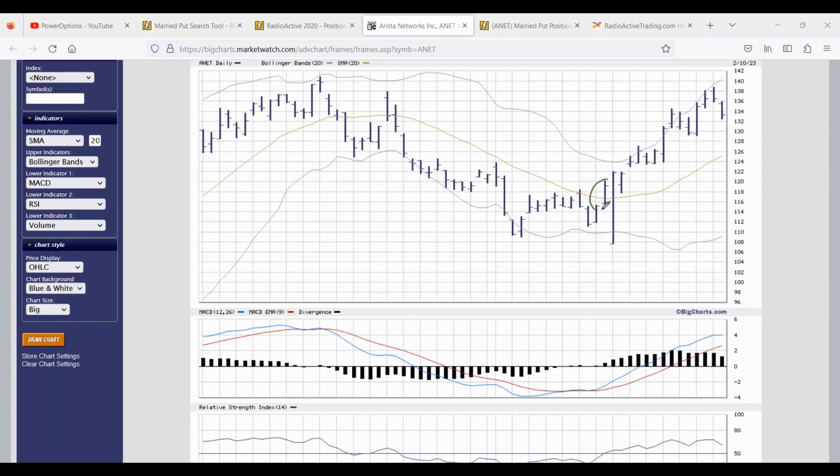I did it here when the stock was around 118. And you can see why. I started to see this movement on the MACD. It started to move above the 20-day moving average from where it was. I was holding the 130 put this entire time.